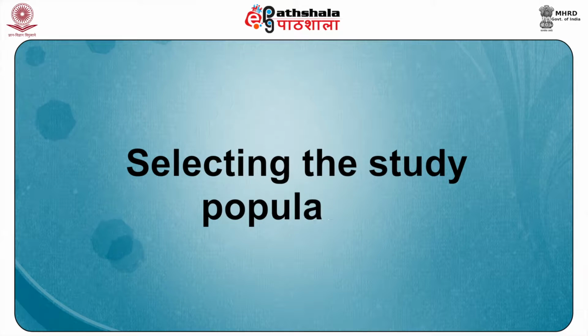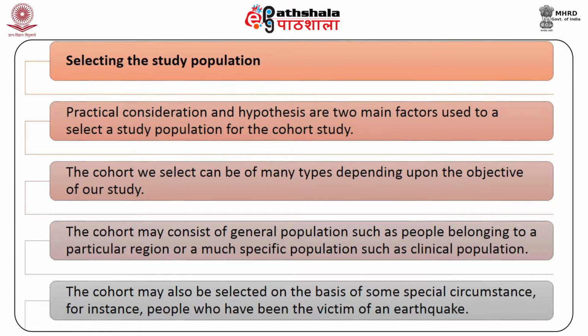Selecting the study population. Practical consideration and hypothesis are the two main factors used to select a study population for the cohort study. The cohort we select can be of many types depending upon the objective of our study. The cohort may consist of a general population such as people belonging to a particular region or a much more specific population such as a clinical population. The cohort may also be selected on the basis of some special circumstances, for instance, people who have been the victim of an earthquake.